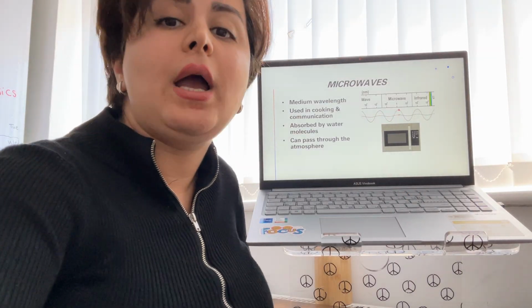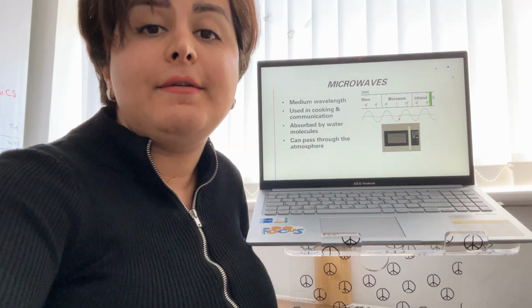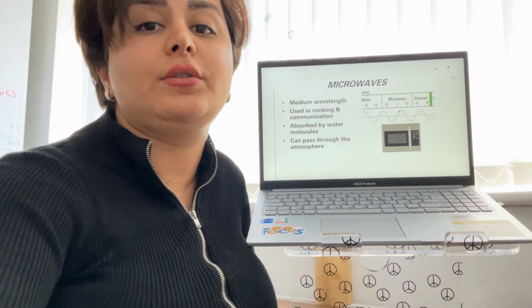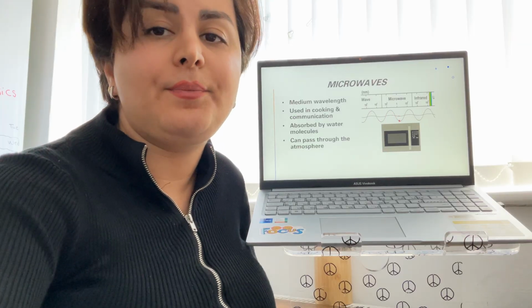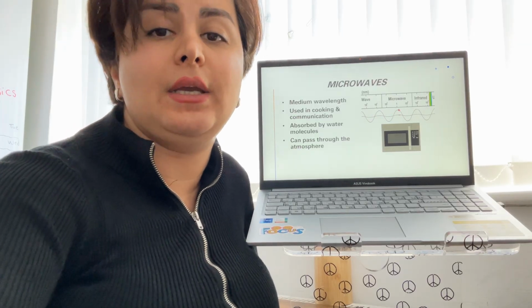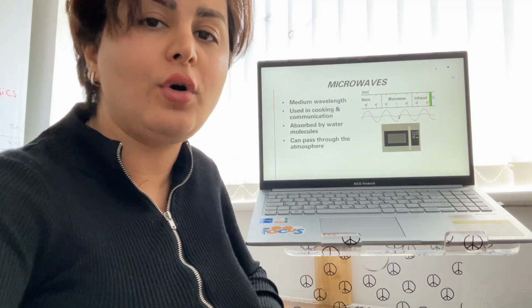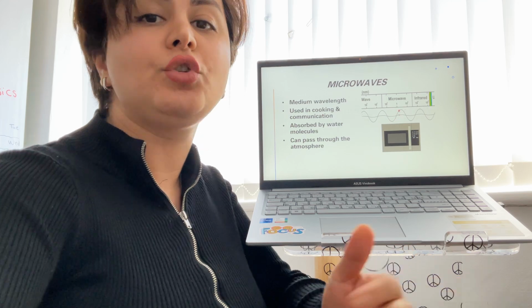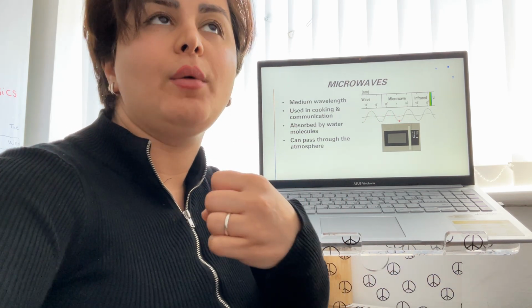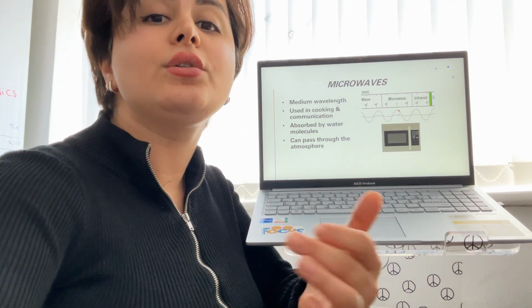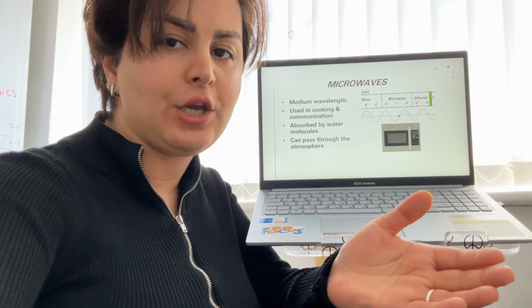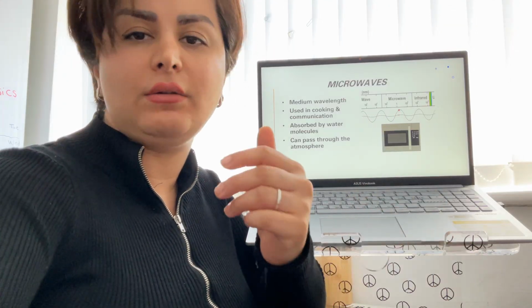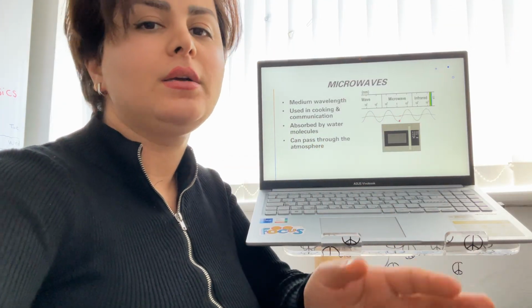So, microwaves. Microwaves have a shorter wavelength than radio waves, but longer than infrared. They are commonly used in cooking because they are absorbed by water molecules, causing them to vibrate and produce heat. They are also used in satellite communications because they can pass through the Earth's atmosphere effectively.